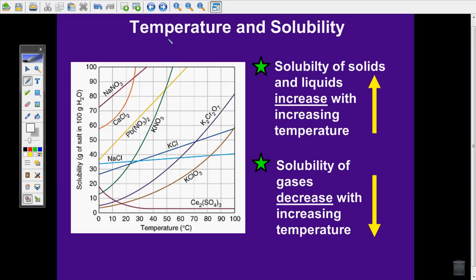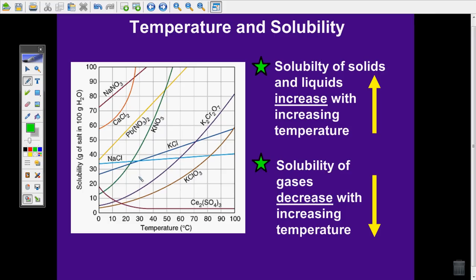Temperature and solubility. So solubility of solids and liquids increase with increasing temperature. Solubility of gases decreases with increasing temperature. So they're opposite. This is a solubility graph, and they always have lots of lines on here, lots of different compounds. On the left side is grams in water, so grams of your solute in grams of water, and on the x-axis is temperature. You only focus on one line at a time.